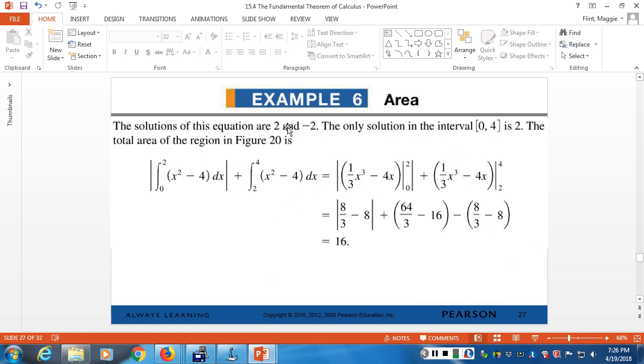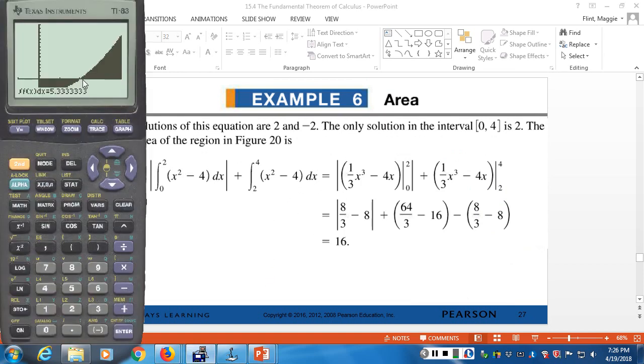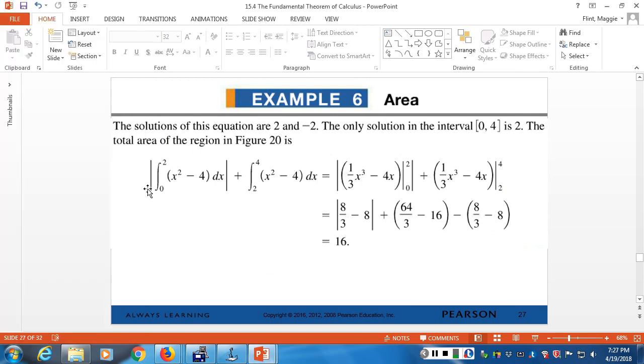And what it turns out is you get 2 and negative 2, but if you've already graphed it, you pretty much know that's 2. And if you don't know that's 2, you use your root function and find out that it's 2. So what you want to do is break your integral up and go from 0 to 2, and then go from 2 to 4. And since the area from 0 to 2 is negative, then you take away the negative sign.